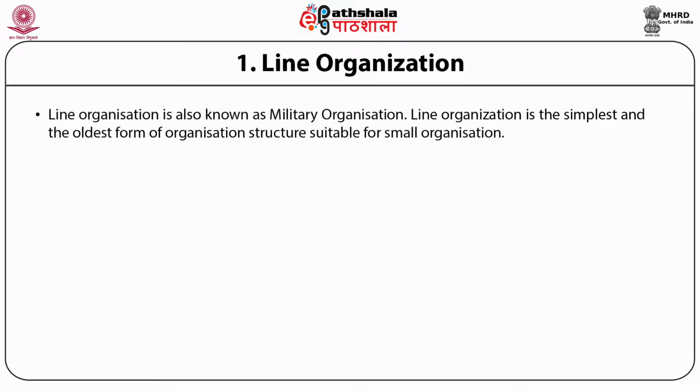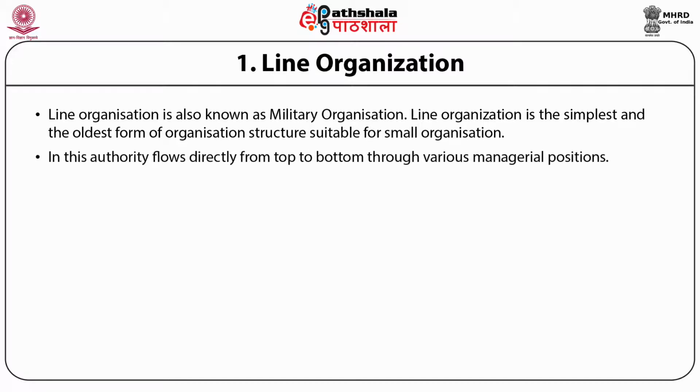Line organization is also known as military organization. Line organization is the simplest and the oldest form of organization structure suitable for small organizations. It follows a scalar chain of command. In this, authority flows directly from top to bottom through various managerial positions. In this type of organization, the line of command flows on an even basis without any gaps in communication. Top management has complete control over the subordinates through the chain of command.